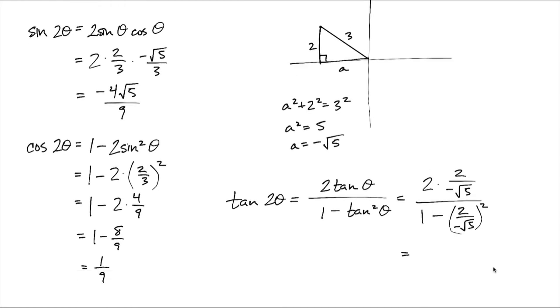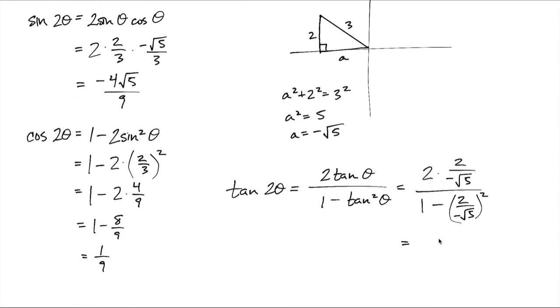And then we can simplify a bit here. So I've got here, this is a negative 4 over root 5, okay, over 1 minus, this 2 squared is 4, negative root 5 squared is just 5. So I've got negative 4 over root 5 over, this is 1/5.